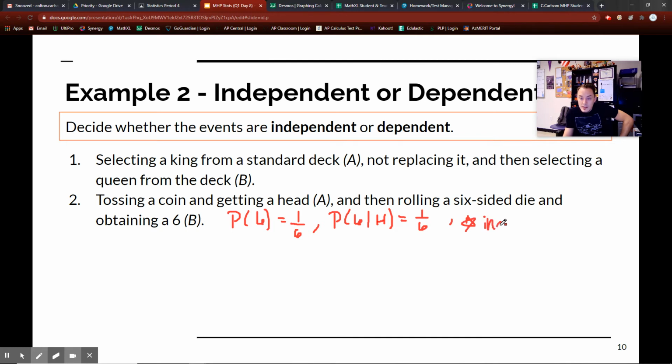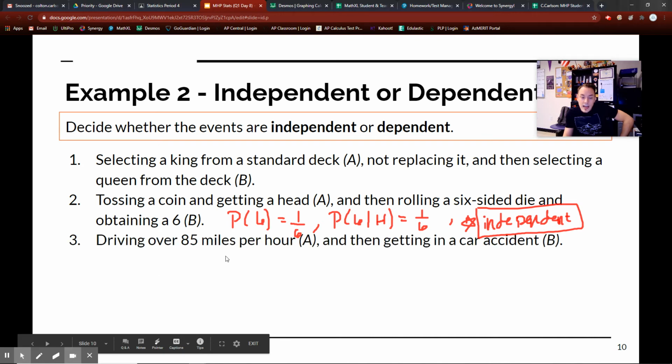Why are they independent? Just think about it. Does tossing a head have anything to do with rolling a 6? Yes or no? No. I can toss a head and get a 6. I can get a 6 and then toss a head. They have no dependency. They don't affect each other at all, and since they don't affect each other at all, they're independent.